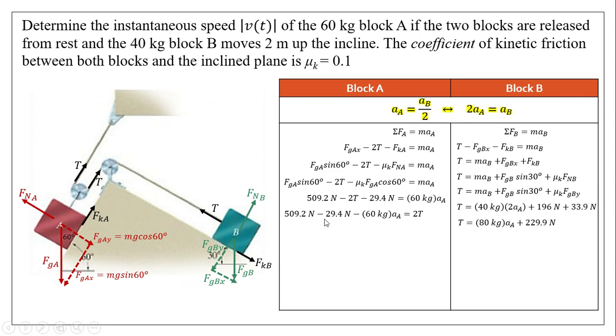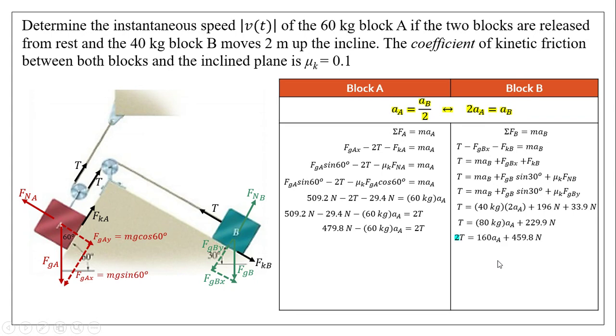So here, you have two coefficients. I can combine those two, and then just simplify the function. So 509.2 minus 29.4 will give you 479.8 minus 60AA, and that equals 2T. But this is 2T. This is only T. So this is one trick you can do.